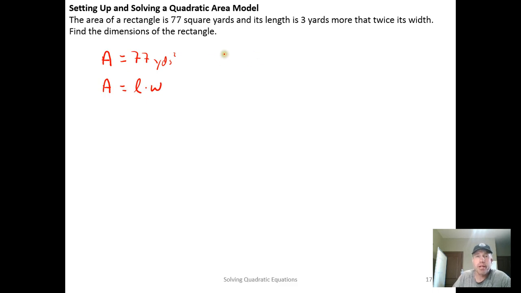Next, draw a picture of the rectangle. I think it's a good idea to draw a picture of the thing that you're modeling. And length you usually label on the longer of the two sides. You don't have to, but it's pretty common. So length and width, and then we're told something about the length. It says the length is 3 yards more than, that means add 3 to something.